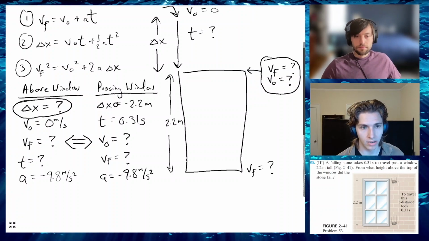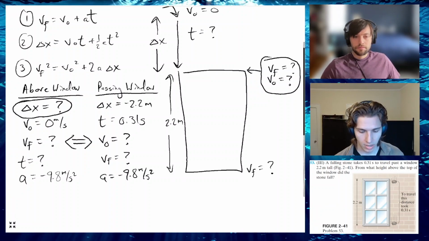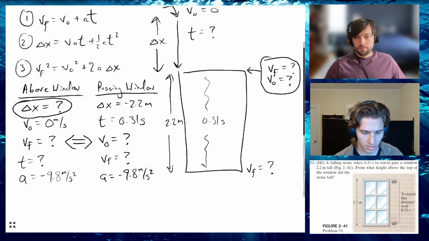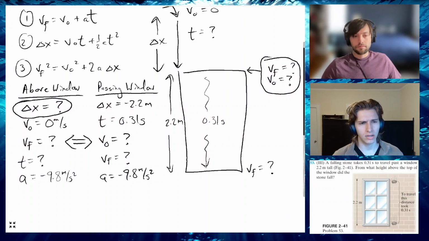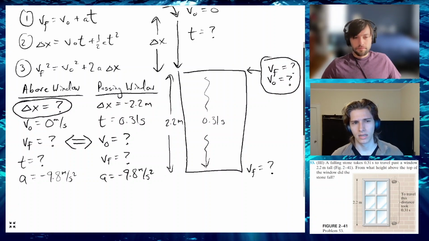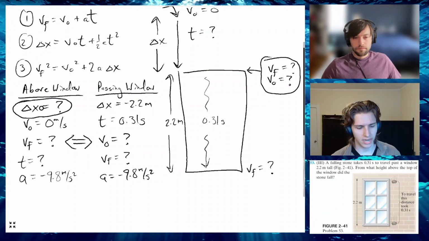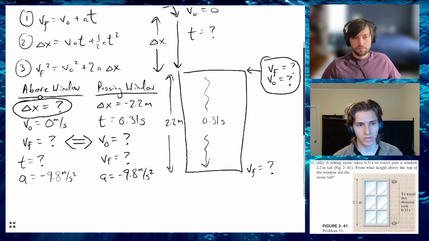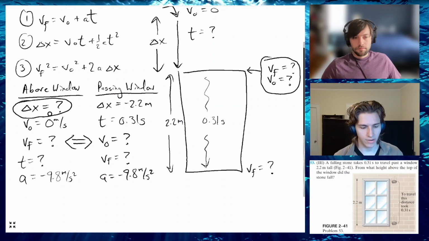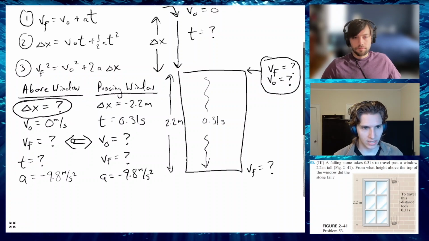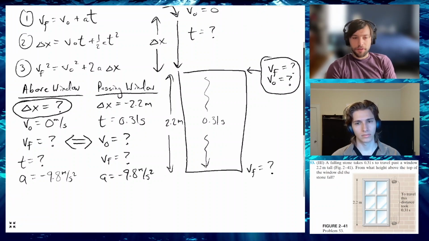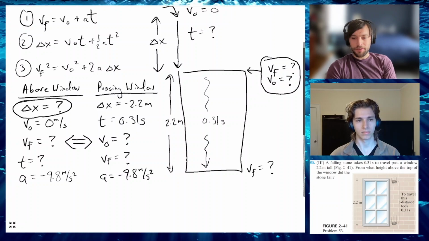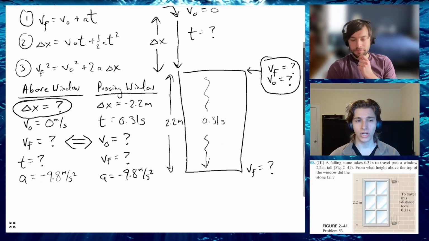We have that here. The time it takes to pass the window is 0.31 seconds. That's the amount of time it takes to fall past the window. And so I'm looking at this. Can we solve directly for delta x, the distance it falls from above the window, with the information that we have in this left side here? I think if we can calculate with the force of gravity, we might be able to find it from that. Maybe. Let's try and think about it.